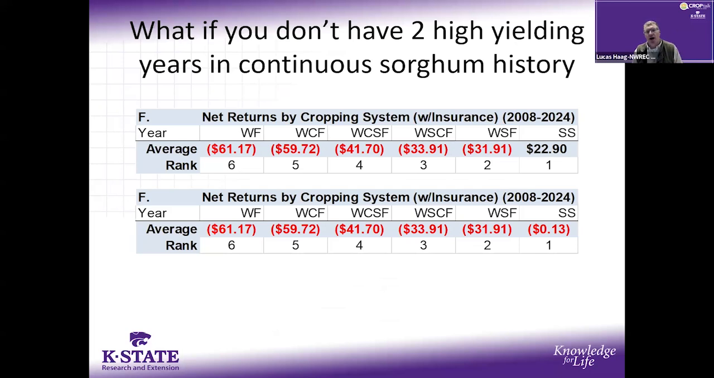If I don't have those two high yielding years, it basically wipes out about $23 of that average net returns for that continuous sorghum treatment, and basically would put it right back on equal footing with the wheat sorghum fallow and the wheat sorghum corn fallow. So if you start thinking about rotation options, you almost have to think on a field by field basis, what do my APHs look like? Because without those two really high yield years in there, all of a sudden continuous sorghum's not any better than several of these other options that we have.